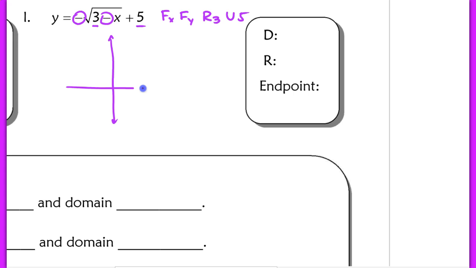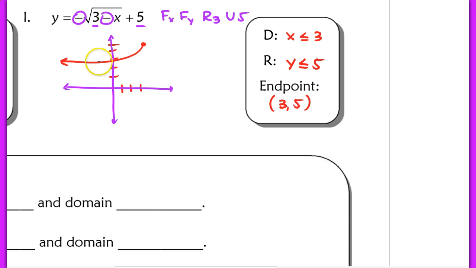So if you were to graph your mother function, it would start off looking like this. Well, we know now that it's going to be reflected over the x-axis and the y-axis, so it's opening down and to the left. But this is going to be shifted right 3 units and up 5 units. So we go right 1, 2, 3, and up 1, 2, 3, 4, 5. So that's where our endpoint will be at the coordinate (3, 5). And it shifts down and to the left, or opens down and to the left. So for our domain, we have all x values less than or equal to 3, while our range is going to be all y values less than or equal to 5 because it opens down and to the left.